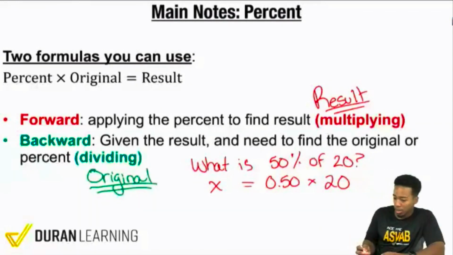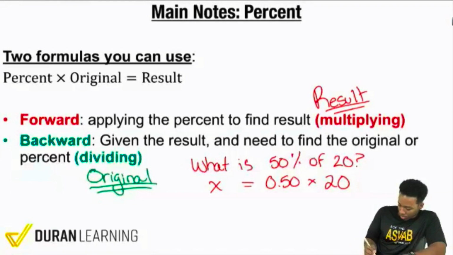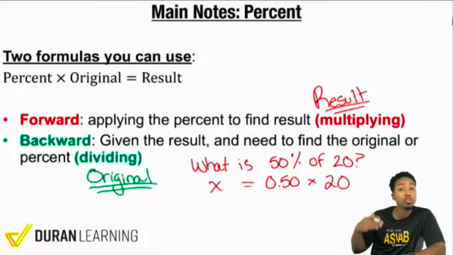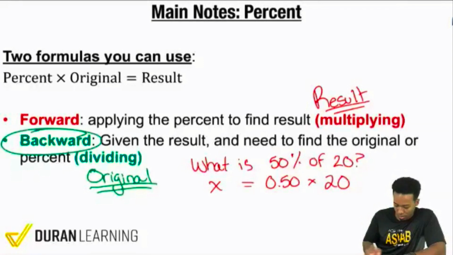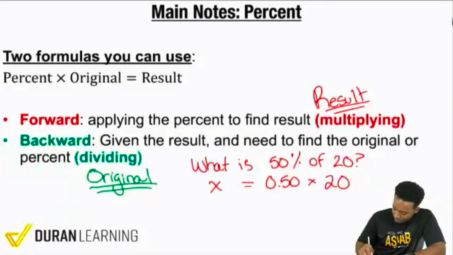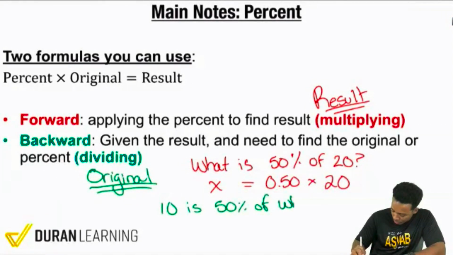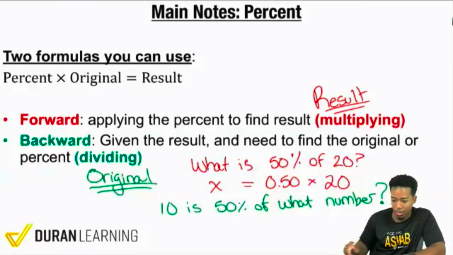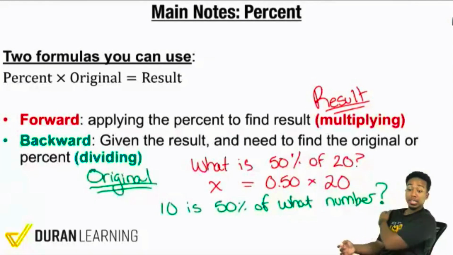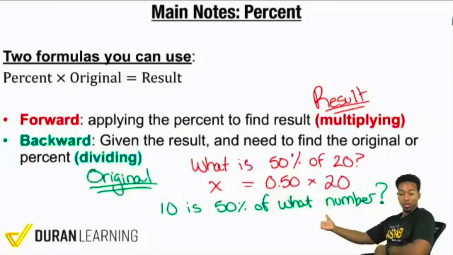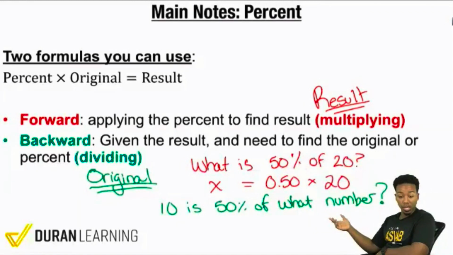I got you. Let me grab green, and let me show you what it would look like backwards. So if we said, 10 is 50% of what number? I know my big old head might be in the way pretty soon. Okay, we're good. So this is how it would look if you stated it backwards. 10 is 50% of what number?